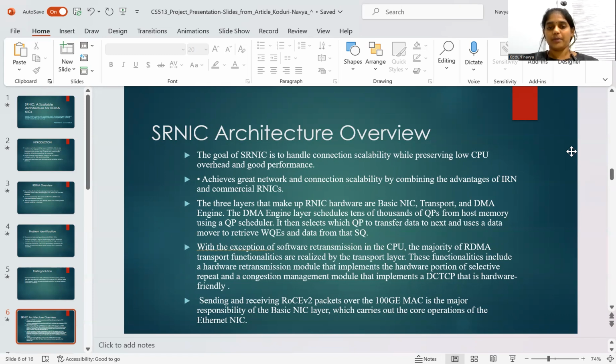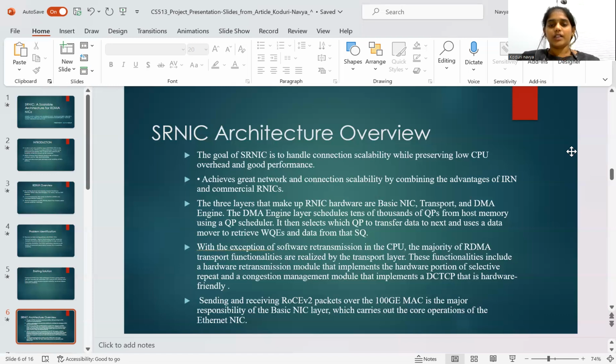Here the main role of the DMA engine layer is to schedule the thousands of QPs using a QP scheduler, and it selects the QPs to transfer the data from that SQ. With the exception of the software retransmission in the CPU, the majority of RDMA transport functionalities are released by the transport layer.